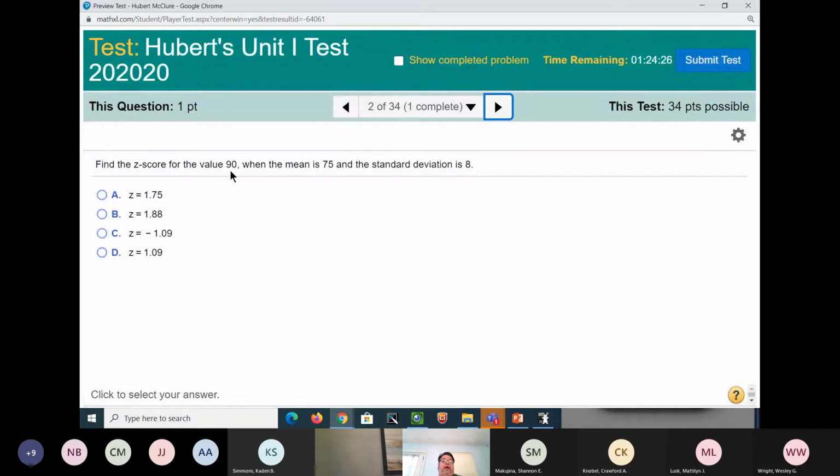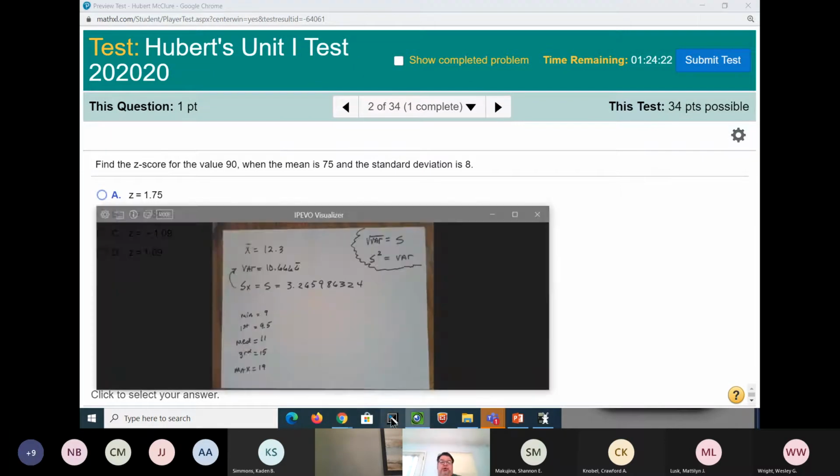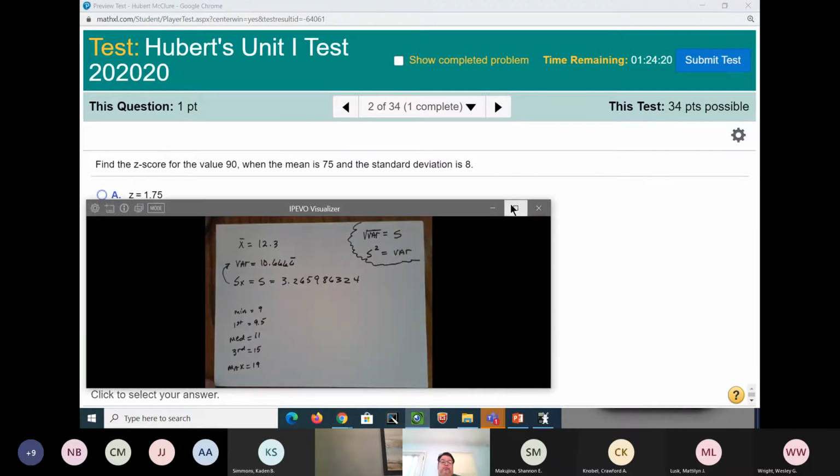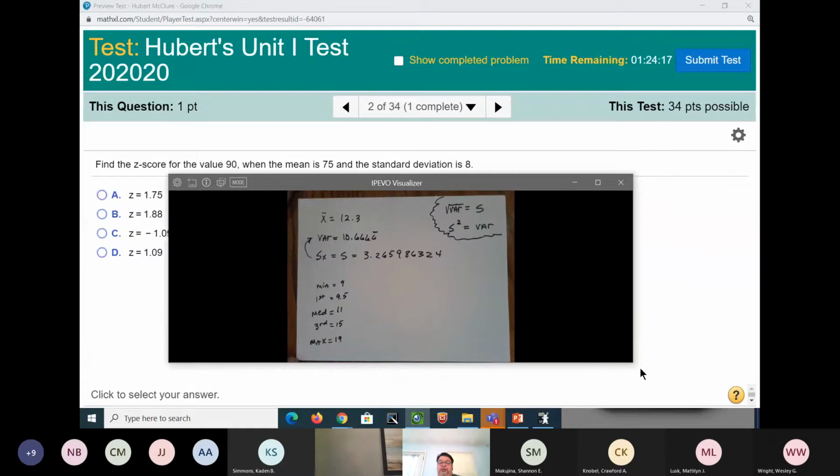Find the z-score for the value 90. Well, first of all, z-score is equal to what? Somebody give me the formula for z-score.